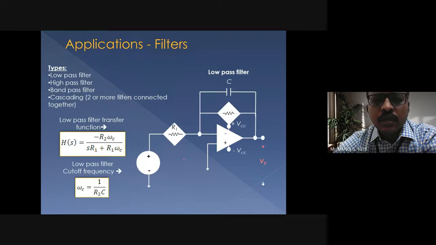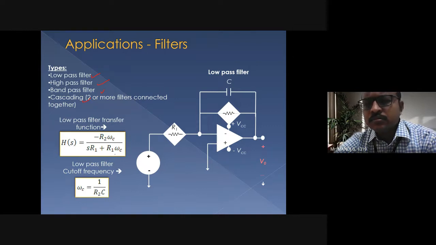And some applications where we use an op-amp: we use it in low pass filter design, high pass filter design, band pass filter, and cascading. Right? So you know what a low pass filter is. What is a low pass filter?